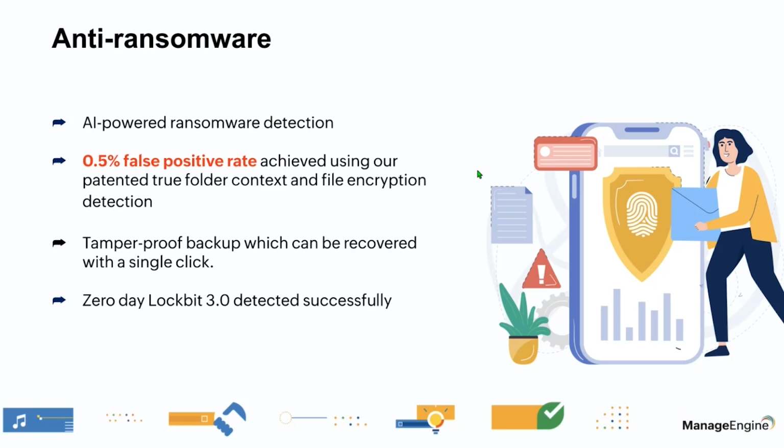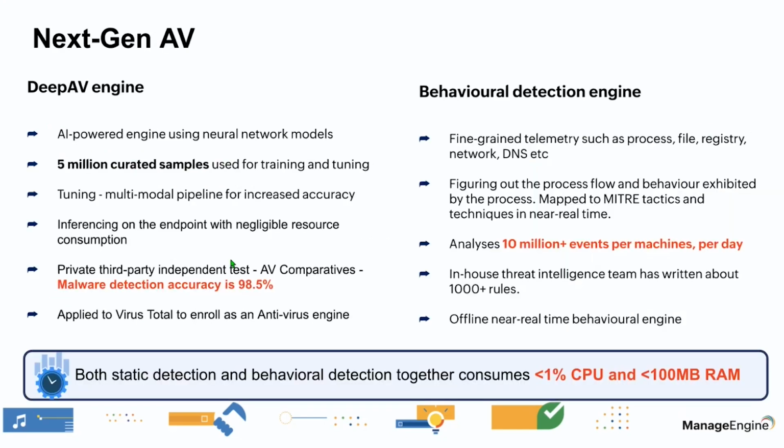So once the administrator performs the forensic analysis, and if it is determined to be a true positive, we have our own tamper-proof backup available from where the files will be restored back onto the system. And apart from the anti-ransomware tool, there are 2 more engines running in the background. One of them is the deep AV engine, so deep learning antivirus. So our own machine learning based neural network model that we have built from scratch.